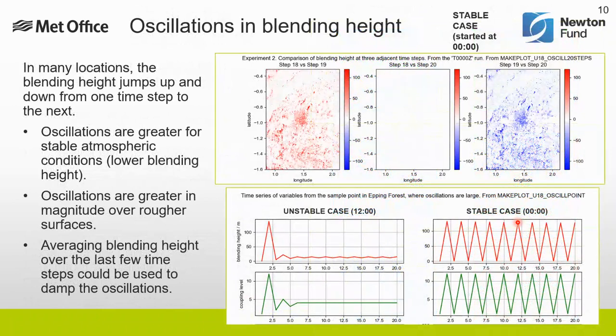Where you're calculating one value from the next, we are seeing hops up and down. At the top, this is a map comparing the prognostic blending height at 3 consecutive time steps. If you compare step 18 to step 19, you can see it hops up. 19 to 20, it hops down, whereas 18 to 20 is about the same. If we pick an individual pixel out of one of those areas where this oscillation is greatest, you can see, particularly in the stable case, it is very unstable in terms of its fluctuations. So that's something we need to address.